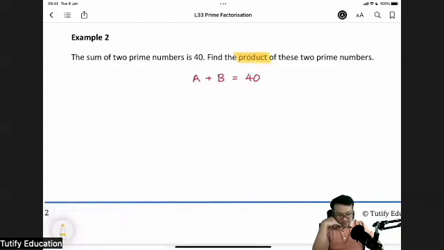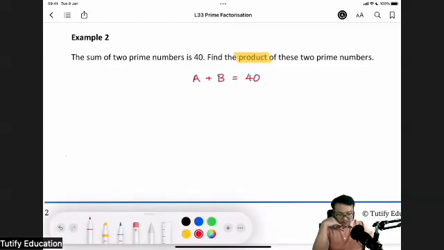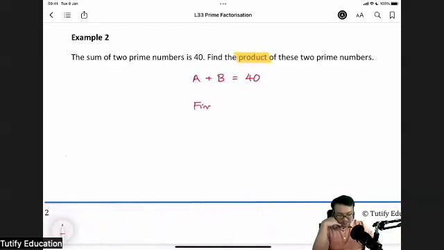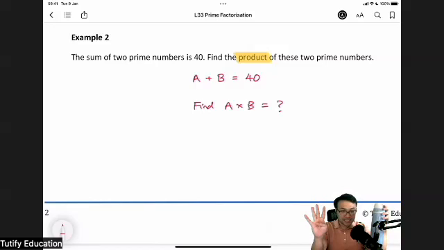Find the product. So once you find what A and B are, they're asking you to find A times B, which is the product. So students, can you all try this question? First, you must do some experiments to find out what A plus B is. Make sure that A and B must be prime numbers. Two prime numbers that add up to 40. Then you multiply them together. What do you get? Can you type it in the chat?